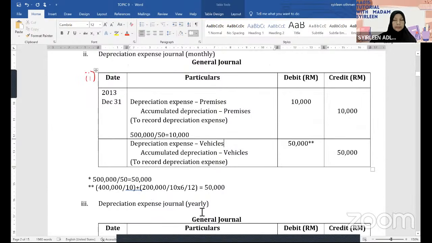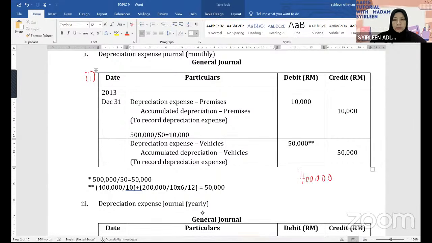Okay, untuk vehicles sebab kita guna monthly basis. Okay, so bila kita guna monthly basis, asset yang lama, alright, nilai yang diberi dalam question ialah 400,000. So this is the old asset. Okay, so this one you can just simply terus kira lah because kita tidak ada perubahan pada aset lama. Okay, unless you have disposal, then you need to do the adjustments. Okay, so the useful life is 10 years.